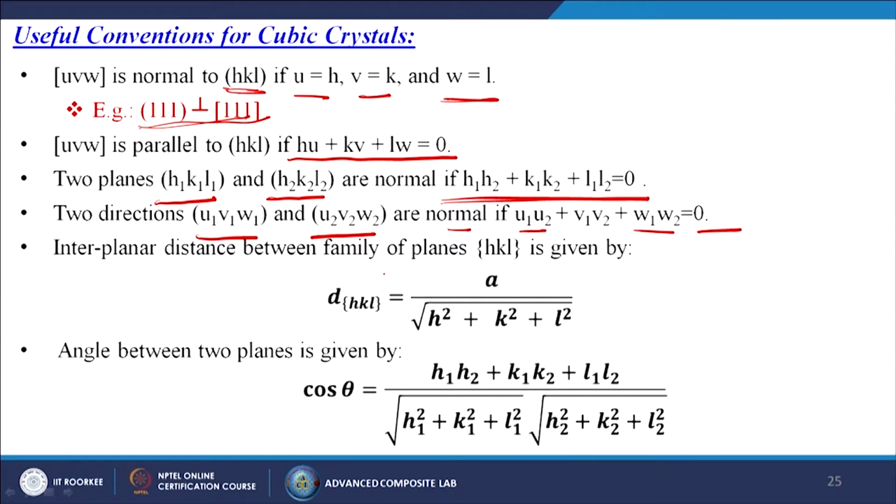The interplanar distance between a family of planes HKL is given by d_HKL is equal to a divided by root over H square plus K square plus L square. So this is the known formula. The angle between two planes is given by cos theta is equal to H1 H2 plus K1 K2 plus L1 L2, divided by root over H1 square plus K1 square plus L1 square, into root over H2 square plus K2 square plus L2 square.